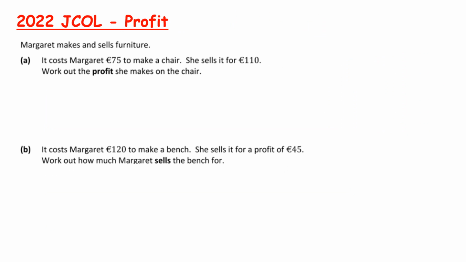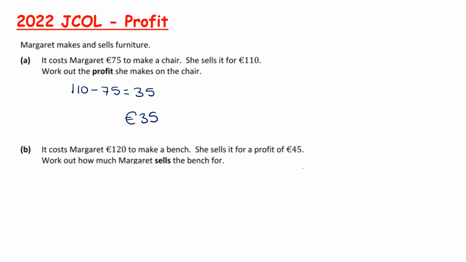So let's look at the 2020 Junior Cert Ordinary Level question. Margaret makes and sells furniture. It costs Margaret €75 to make a chair. She sells it for €110. Work out the profit. So that's simply the money that she makes. And when we do that, we get €35. So we have the selling price, take away the cost price. She sells it for 110, the cost is 75.